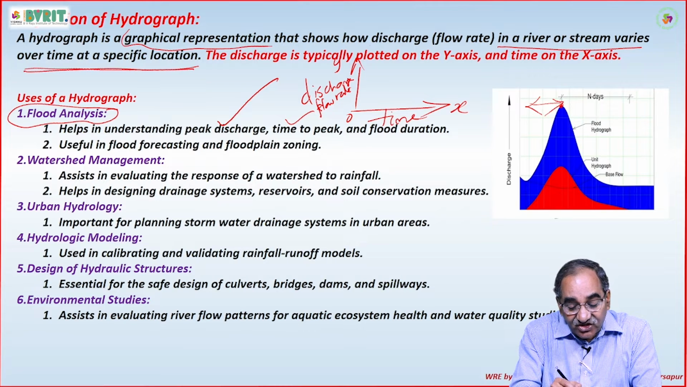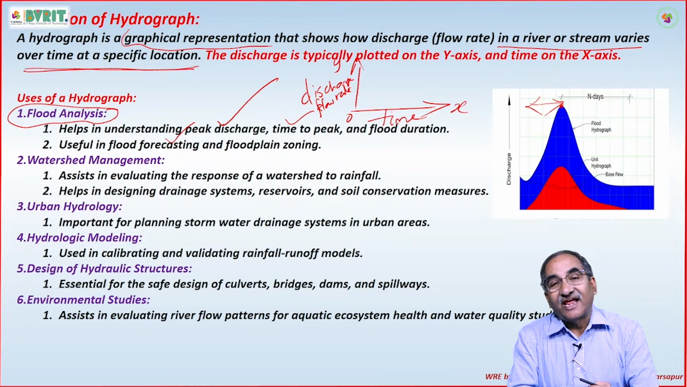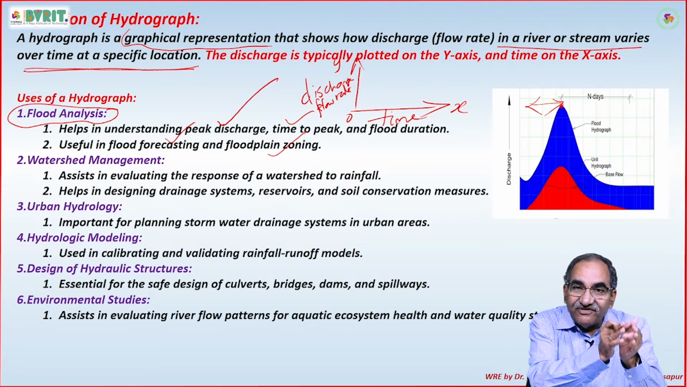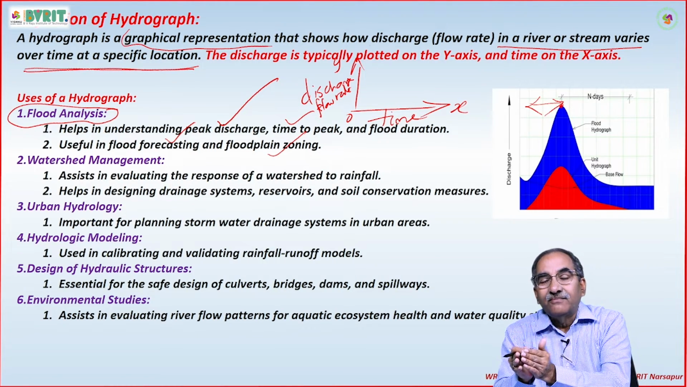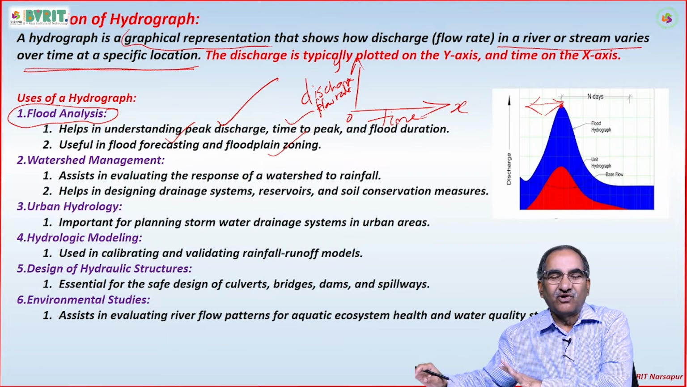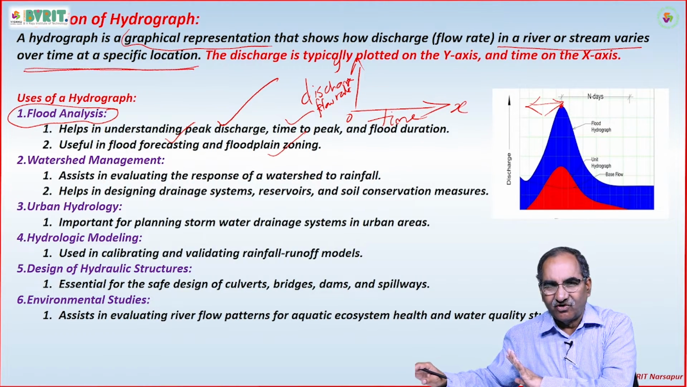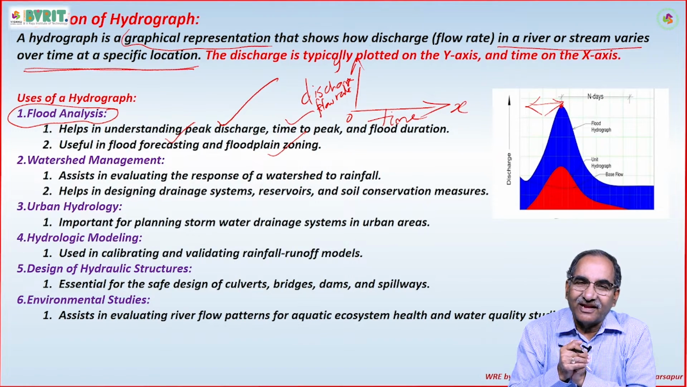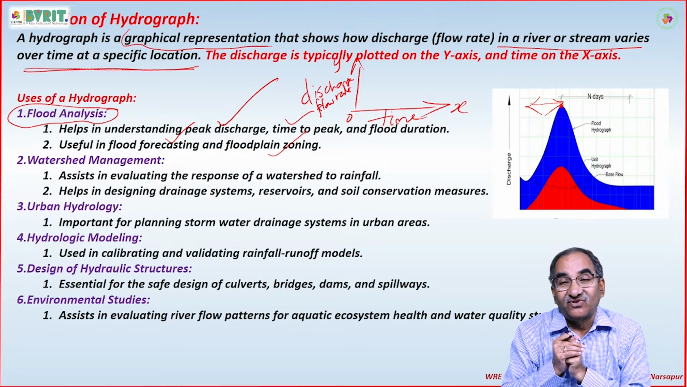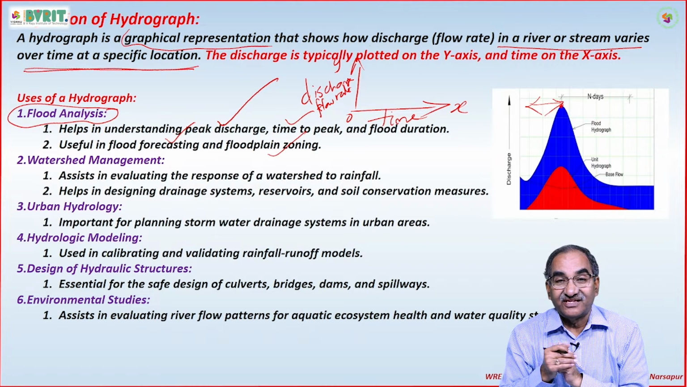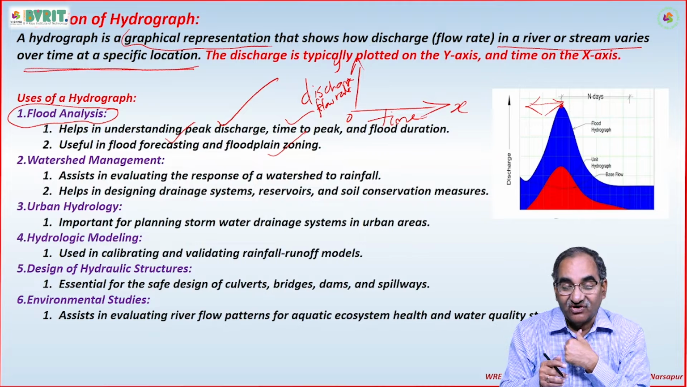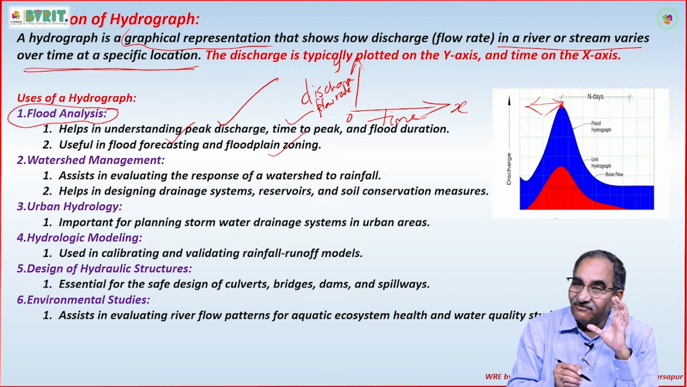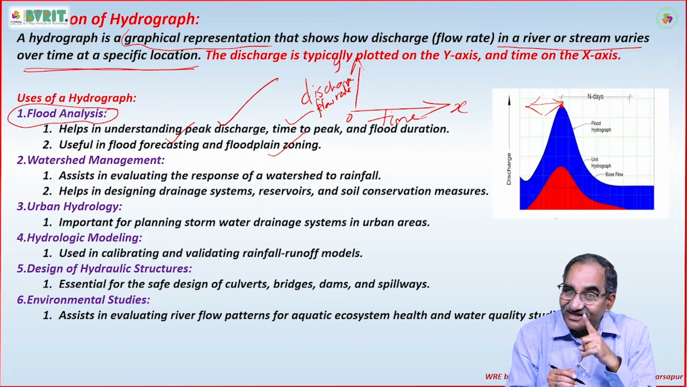Second, it is useful in flood forecasting and floodplain zoning, where severe floods occur, where generally medium or moderate floods occur, or almost no floods at all. So you can zone the regions based on hydrograph analysis. If you take all the past hydrographs, then you can analyze the regions and also forecast based on the past. That is the first thing: if you want to do flood analysis, a hydrograph is necessary.